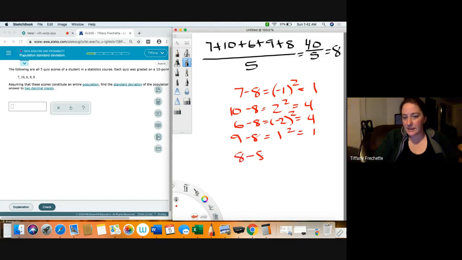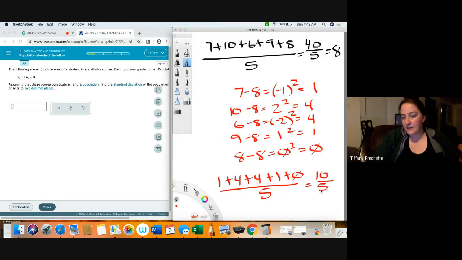And 8 minus 8, I end up with 0. 0 squared is 0. All right, so here are my 5 new numbers: 1, 2, 3, 4, 5. So I'm going to go 1 plus 4 plus 4 plus 1 plus 0, divided by 5. So we end up with 10 divided by 5.